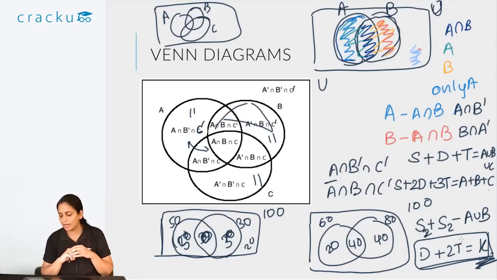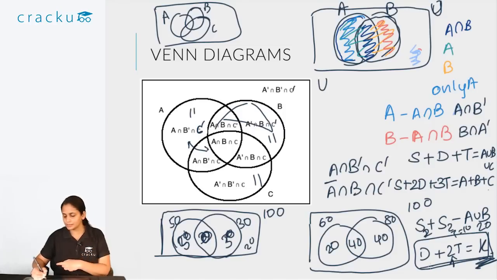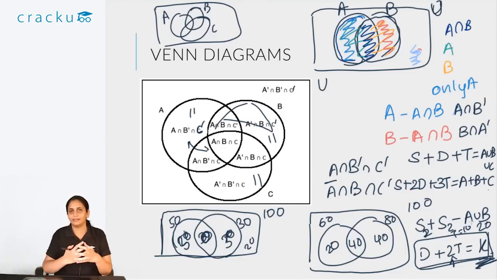The minimum overlap would be when much of this K is actually accommodated in T, because here we have coefficient of T as 2. So every element of T will be counted twice in the excess. So suppose our excess is 20. If T is equal to 10, then this equation is satisfied. So the min overlap would be 10. The min overlap will occur when I maximize T and minimize D.